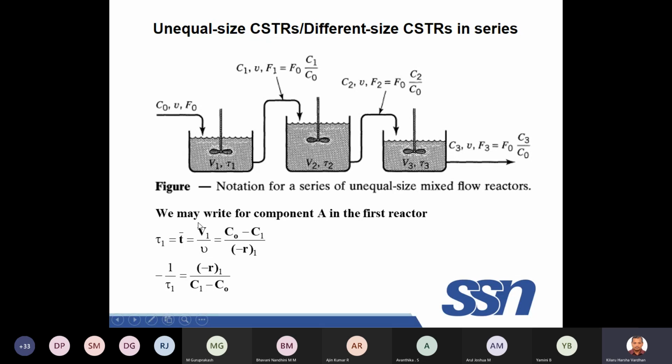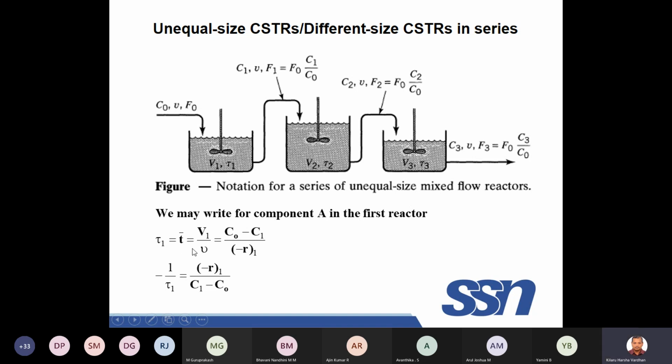What is V1? We can calculate it. We know that V by F naught is C by minus RA, or XA by minus RA. That is the performance equation for the CSTR. So we can write T bar as volume by volumetric flow rate. V1 is the volume of the first tank. So C naught minus C1 by minus R1. You are putting minus R1 because here the rate is different, in the small reactor.